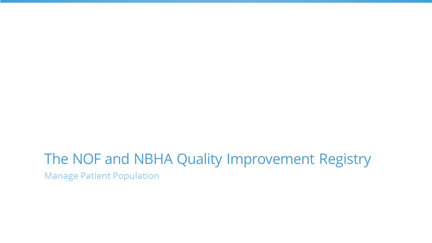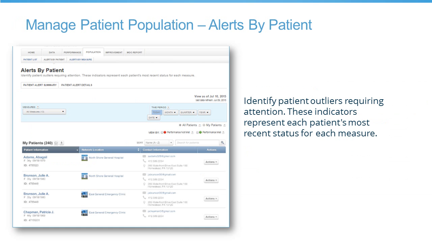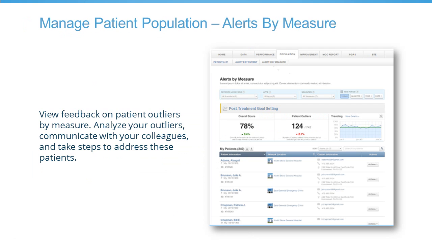Your patient population is broken down by patient within the registry. We will now overview your patient list and alerts by patient and measure. The master patient list includes the list of patients loaded into your registry. Review the Alerts by Patient section of your patient population to identify patient outliers. The indicators you view here represent the most recent updates made to the registry for each patient entry. By reviewing the Alerts by Measure section, you can review feedback at the measure level, as well as the measure score breakdown by patient within that measure.